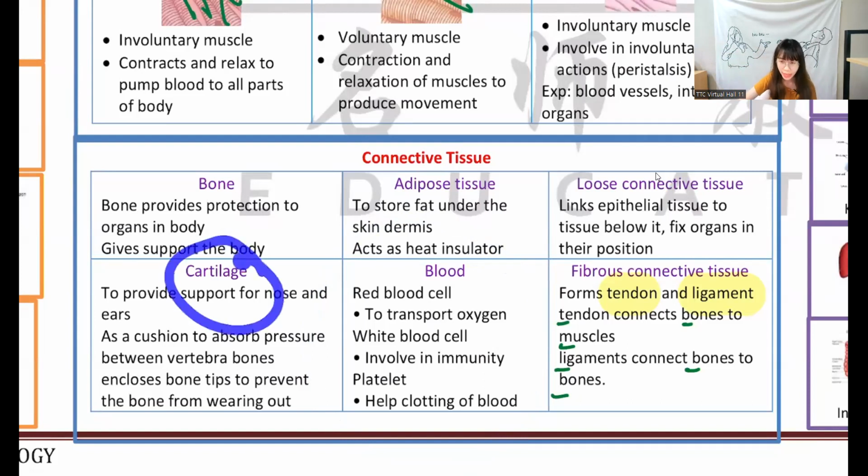Then for cartilage, cartilage is the soft bones. When you eat a chicken drumstick, there is this white color thing on top of the drumstick. Have you ever noticed the white thing on top of the drumstick? That is actually the cartilage. Every human has cartilage as well. Surrounding our bones, we also have cartilage.